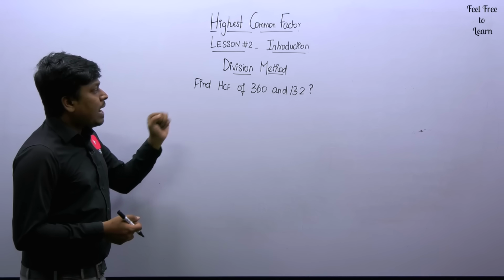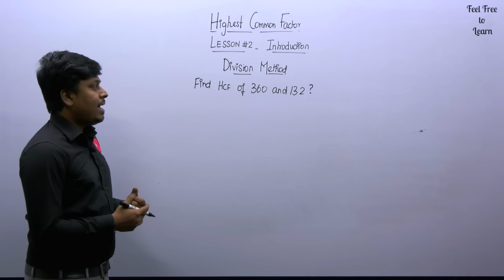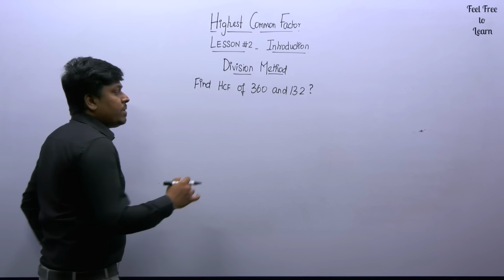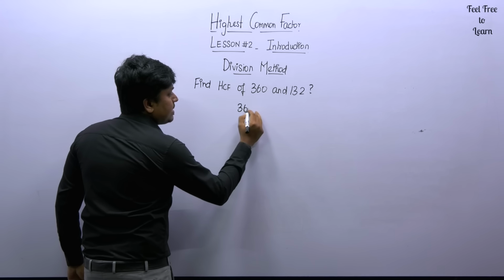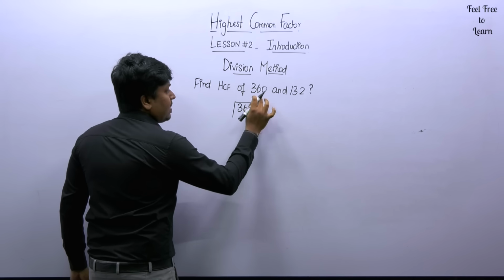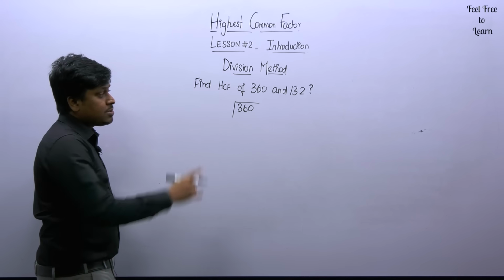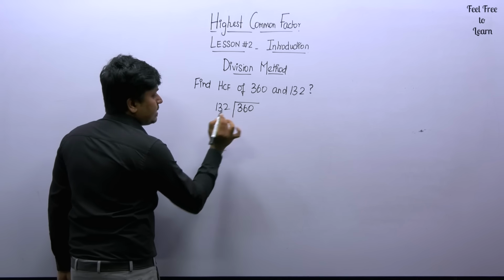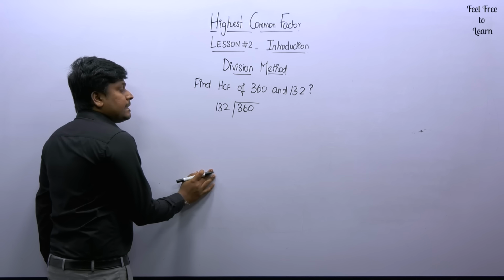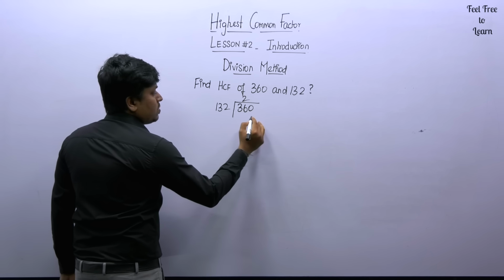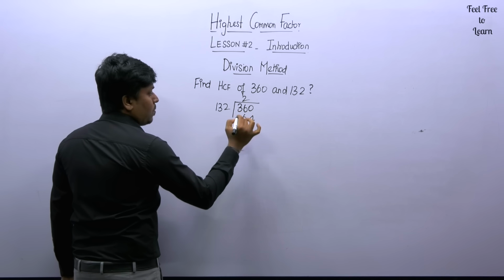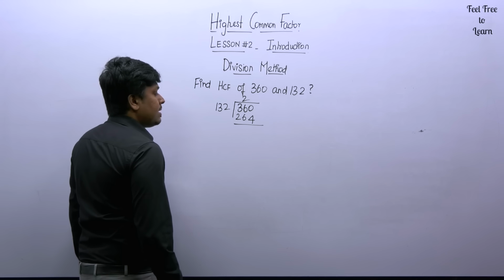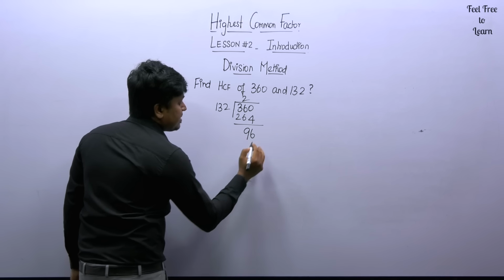So here I have taken another example question. Find HCF of 360 and 132. Right? So the first step is you need to divide the highest number by the smallest number. Here the highest number is 360 and the smallest number is 132. So 360 should be divided by 132. How many times here? 2 times, I think. So 2 times 2 is 4, 2 times 3 is 6, 2 times 1 is 2, that is 264. So the subtraction gives 96, so 96 will be the remainder.